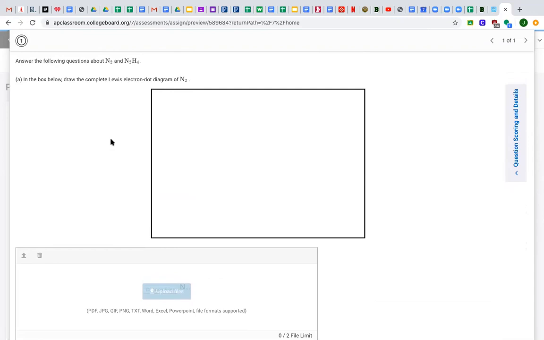In the box below, complete the Lewis electron dot diagram for N2. Do we feel like we can do that pretty quickly, or do we need a little time? Just N2? Yeah, we can do that.